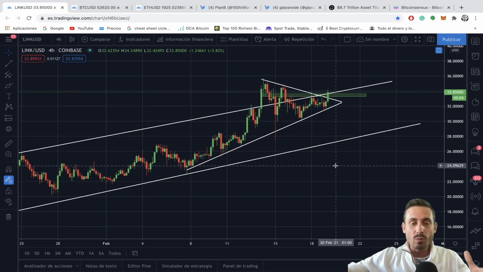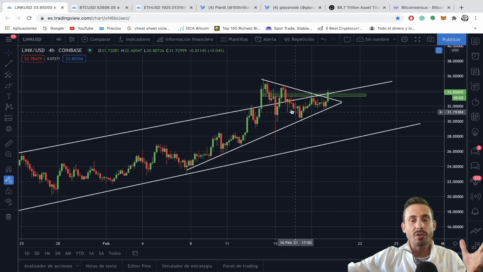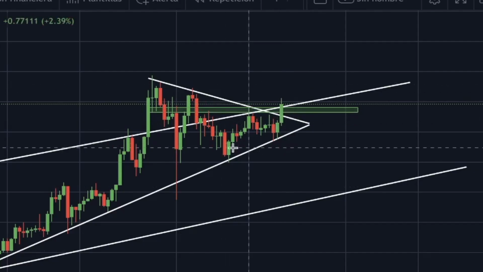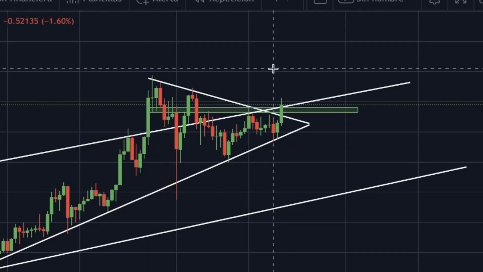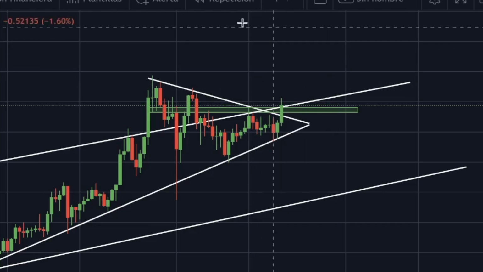In today's episode, we'll be checking out the Link US dollar pair here on the 4-hourly chart. We are breaking out of this symmetrical triangle. I'm going to discuss with you a possible entry for a trade and an exit strategy.